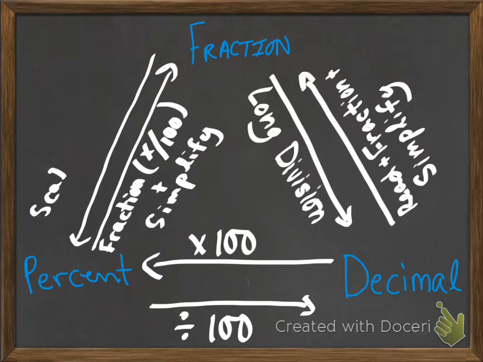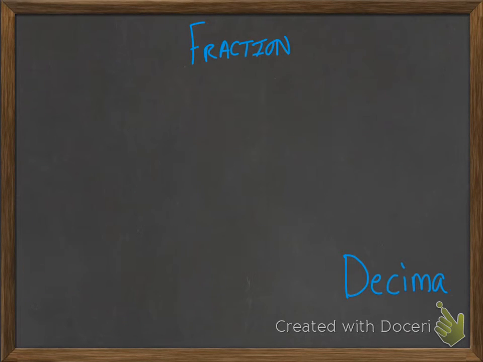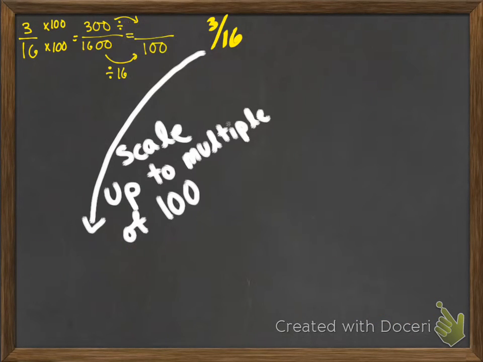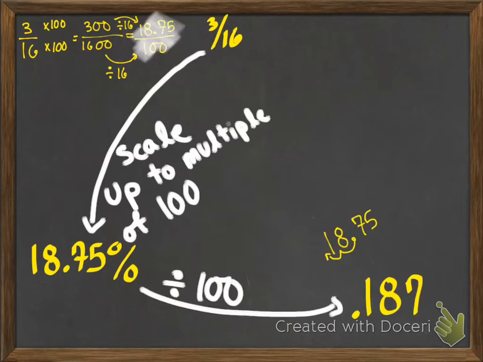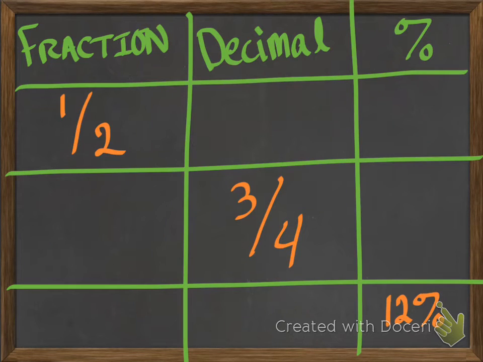To go from a fraction to a percent, you're going to scale up your denominator to a multiple of 100 and then reduce to exactly 100, all right? And this was the example we looked at here with the 3/16, I multiply by 100 to get me 300 over 1600, divide both of them by 16 to get a denominator of 100, because I know percent means for every 100, all right? So we can do all of this. We can go any direction now, all right? So let's look at some examples.